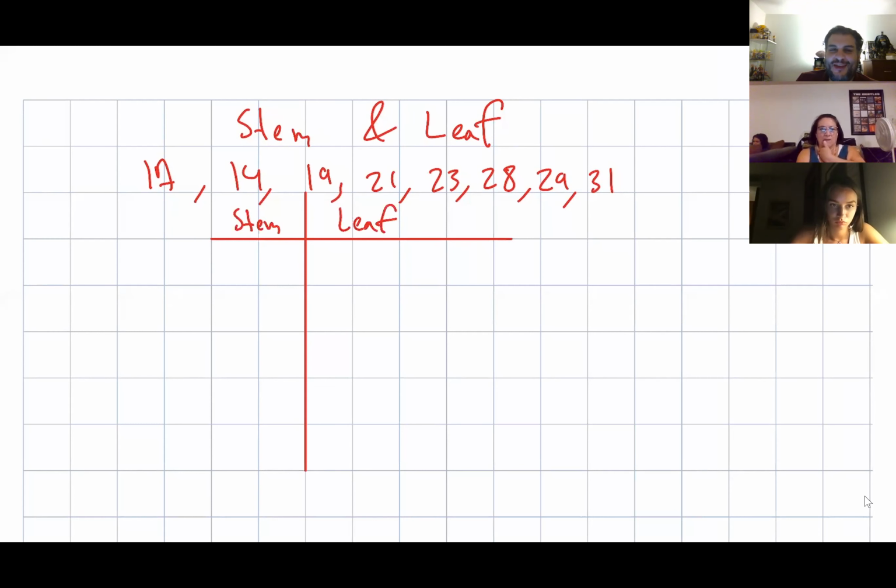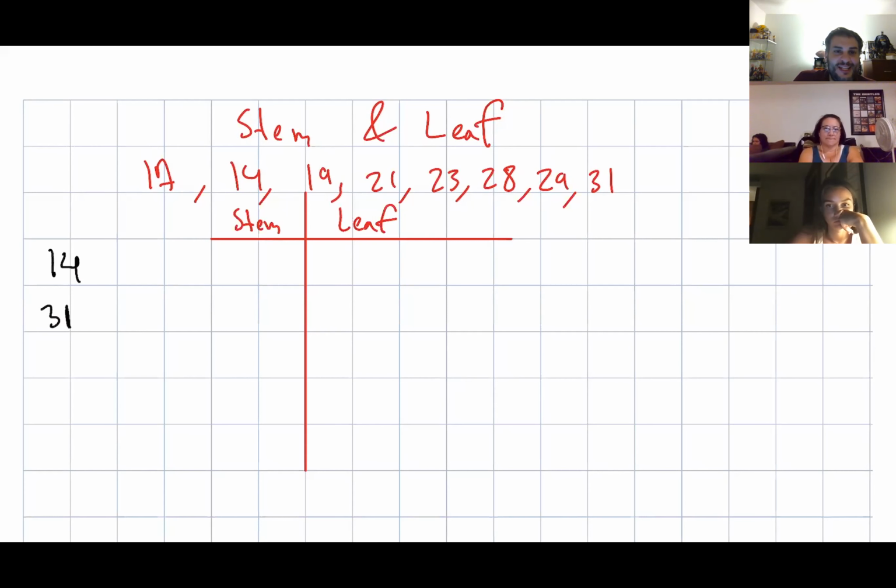So the first thing you always want to do is look at the stem and leaf plot and look at what the lowest number is. So the lowest number in this case is what? 14. Perfect. And then you want to look at what the highest number is. Well, the highest number is 31.